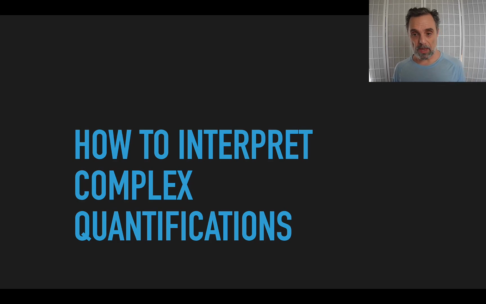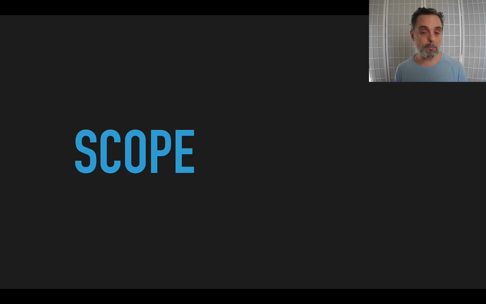So we've talked about quantification and negation. Now we're going to talk about other complex quantifications, and in particular how quantifiers interact with conjunction and disjunction. So one piece of terminology that's going to be helpful in this discussion is the word scope.